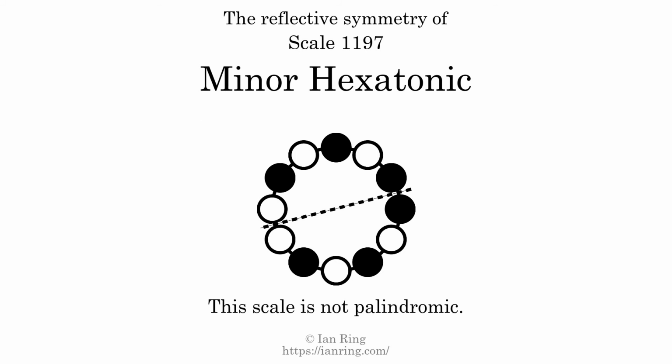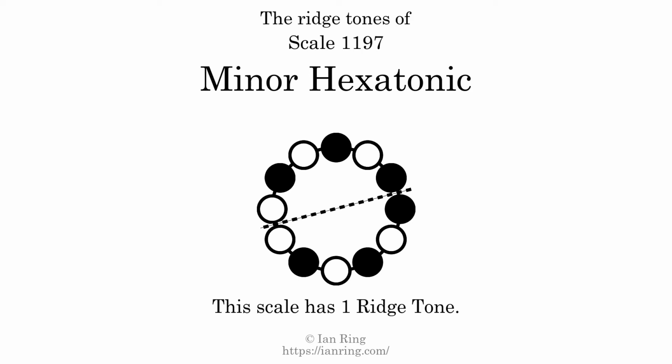This scale has reflective symmetry across an axis positioned 2.5 semitones from the root. This scale has a different pattern of intervals ascending and descending, so it is not palindromic. This scale has one ridge tone.